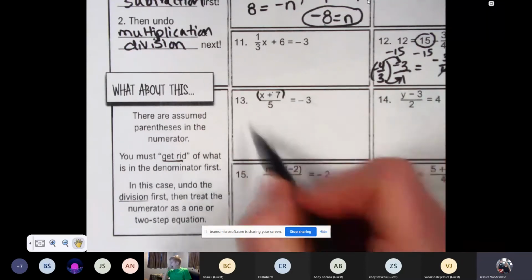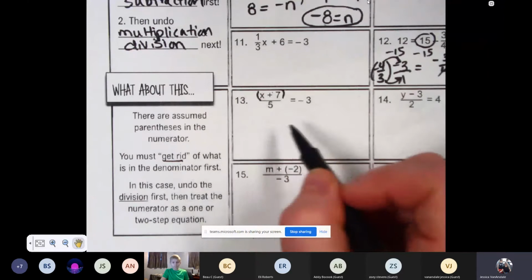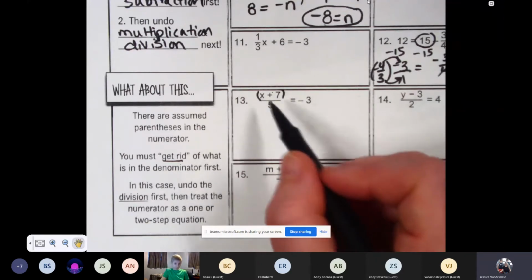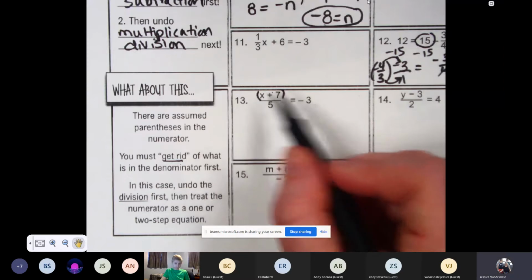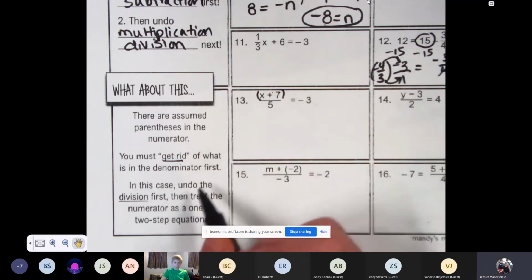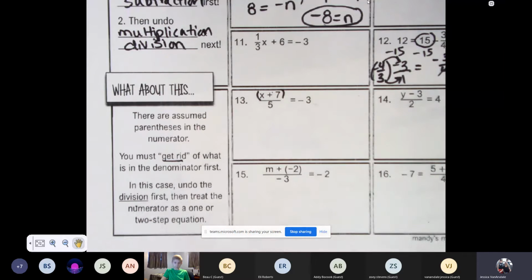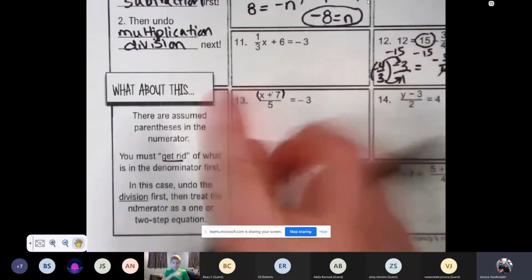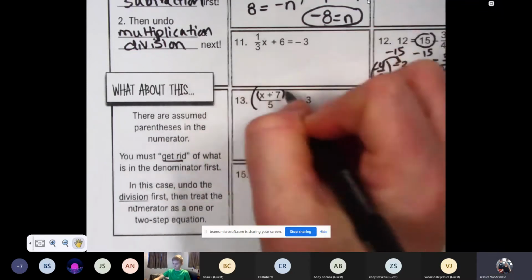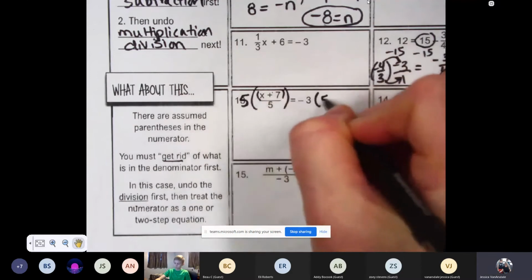So if we're looking at this problem and we're like, okay, well, it's a two-step because we have a plus here. What's going on with this? You've got the variable on the top and then a denominator that's just a number. In this case, you have to undo the division first. You have to get rid of this 5. And to do that, you're going to multiply it by the denominator. So you're going to multiply both sides by what's on the bottom. So on this one, we'll multiply this side by 5. We'll multiply this side by 5.